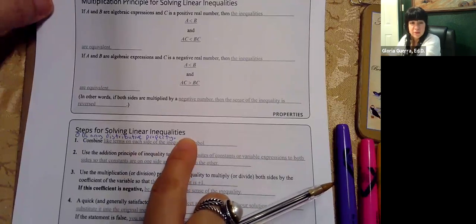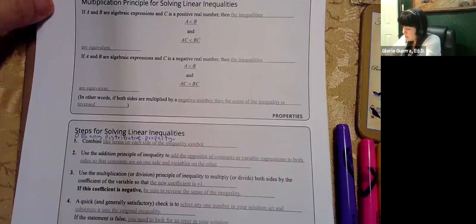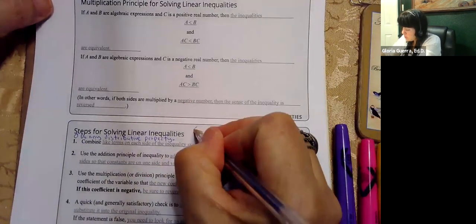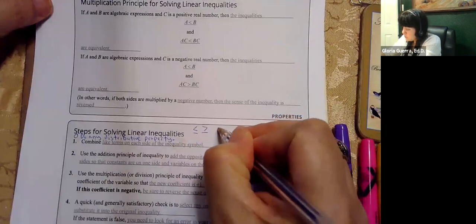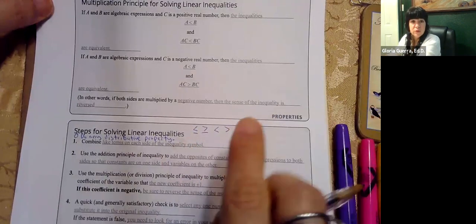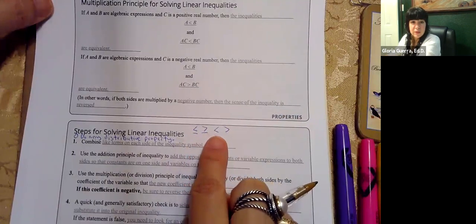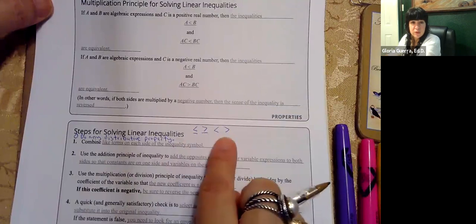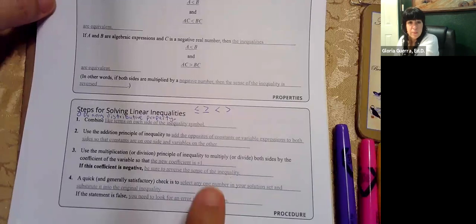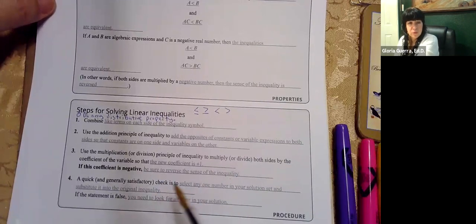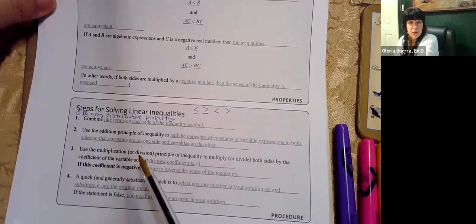These are not equations. You don't have equal statements. You have one of these four symbols: less than or equal to, greater than or equal to, less than, or greater than. These are inequality symbols. So no equations. You want to combine like terms on the left, combine like terms on the right, and then start isolating your variable.